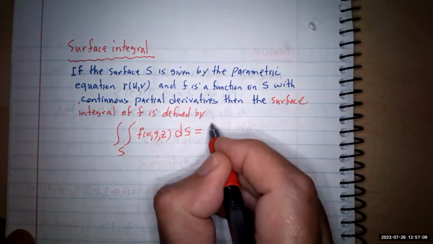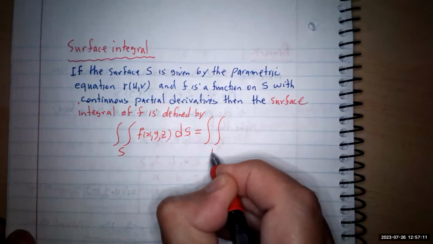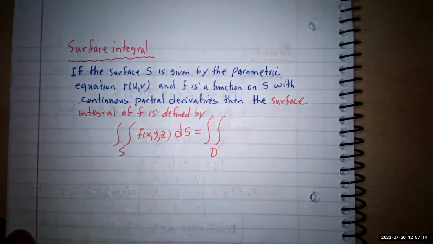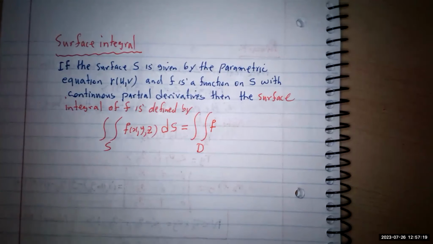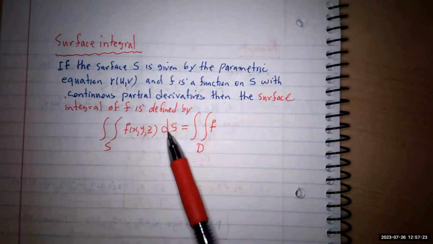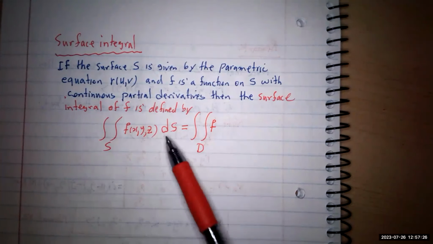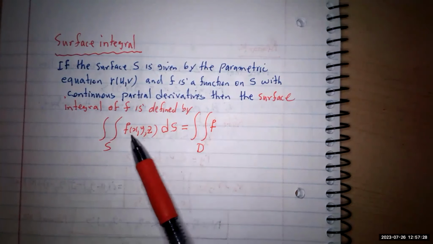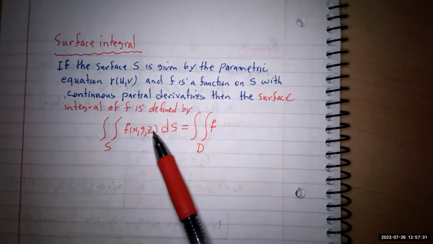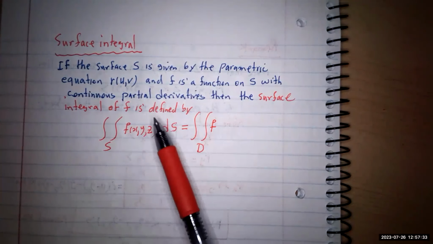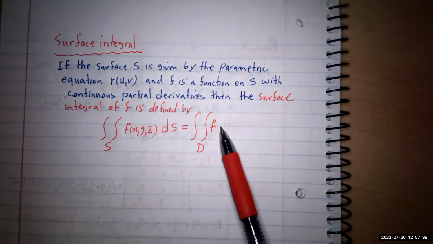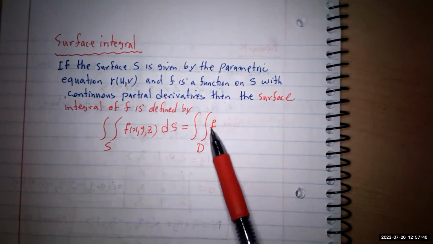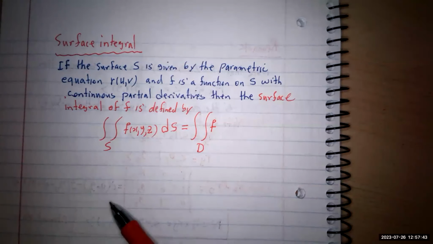And this is going to be equal to the double integral on the domain D of the function. Look at this one, it's like the one that we did before. You have to take this double integral over this surface. The way we did it before, we had a parametric equation of a curve. So that was f of R of t. Remember, f of R of t times the norm of R prime.